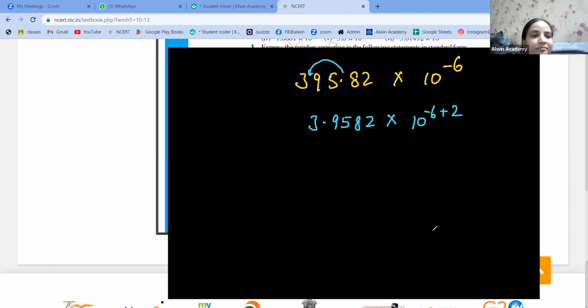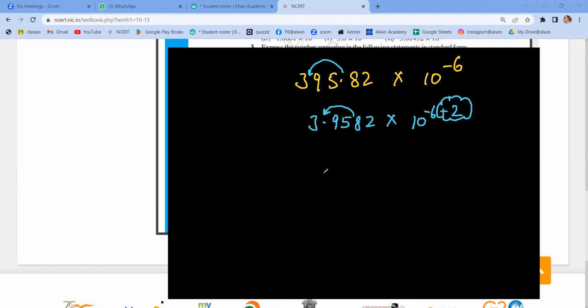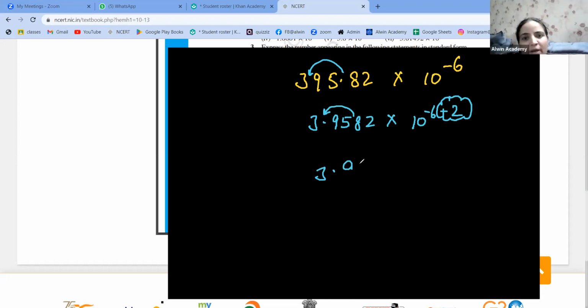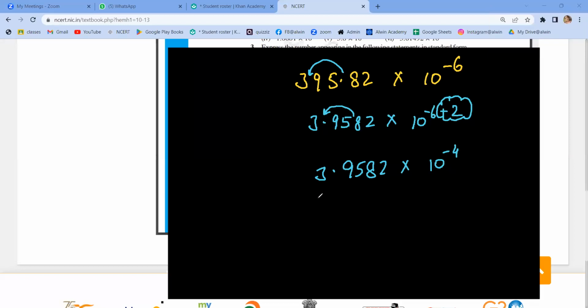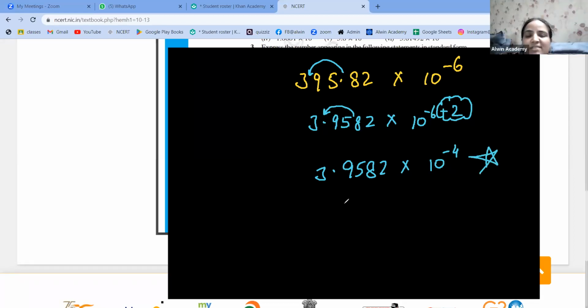Very good. Lovely. So you're increasing the power by 2 because you're moving to the left, right? Ma'am, equals minus 4. Yes. So it will be 3.9582 into 10 to the power minus 4. But because your voice was glitchy, I couldn't make out if this is Shrikant or Sridhar telling the answer. Ma'am, Sridhar. Okay, very good, Sridhar. Shrikant, you got the concept or not? Yes, ma'am. Okay, next one you are answering me.